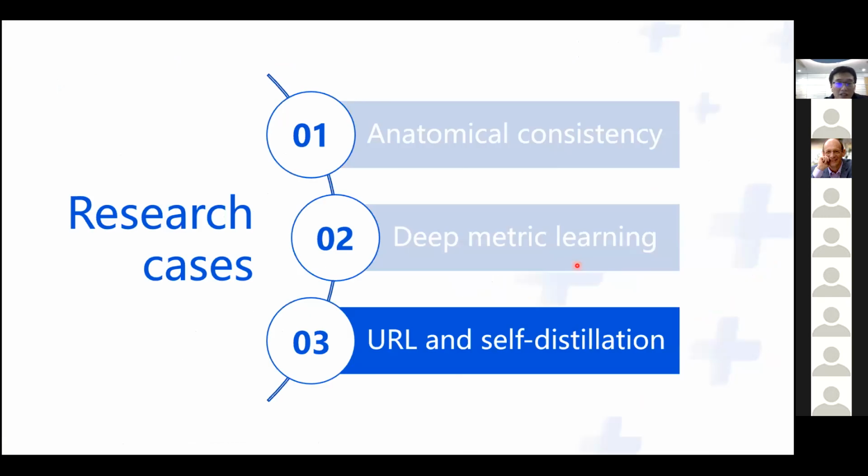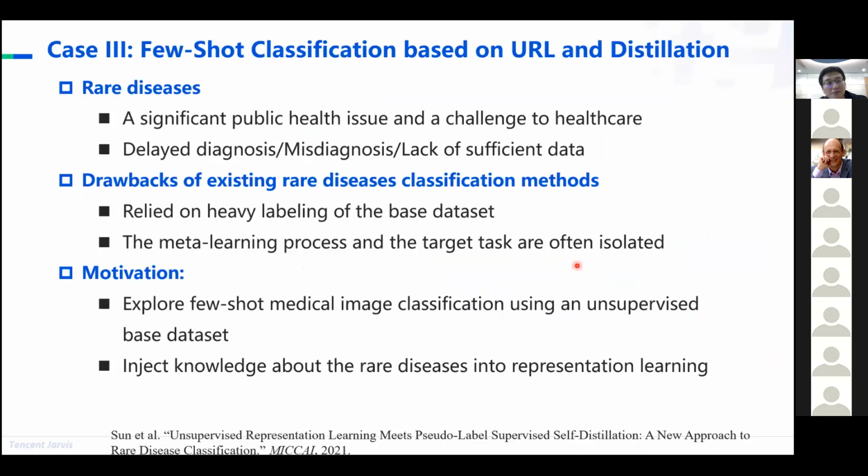Okay, the third case is about unsupervised representation learning and self-distillation. This one is mainly for rare diseases, which is a significant public health issue and challenging to healthcare globally. The challenges include delayed diagnosis, misdiagnosis, and lack of sufficient data. Not to mention training deep networks, the data is not sufficient to train maybe the doctors as well.